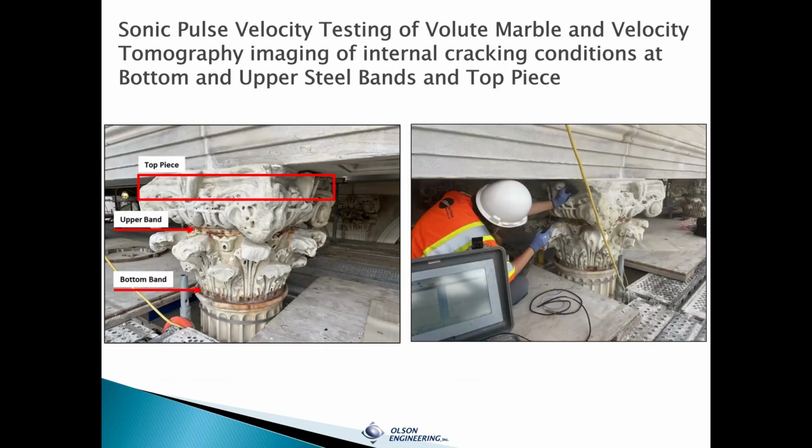The left photo shows the capital with the three levels tested. The top piece, it's kind of a square that curves inwards. And then the upper and bottom bands, where there had previously been steel bands, we tested those circular areas. And then on the right there, you just see the testing in progress. It's kind of hard to see, but you mount an accelerometer at both a receiver and a source point and hit. Okay, next.